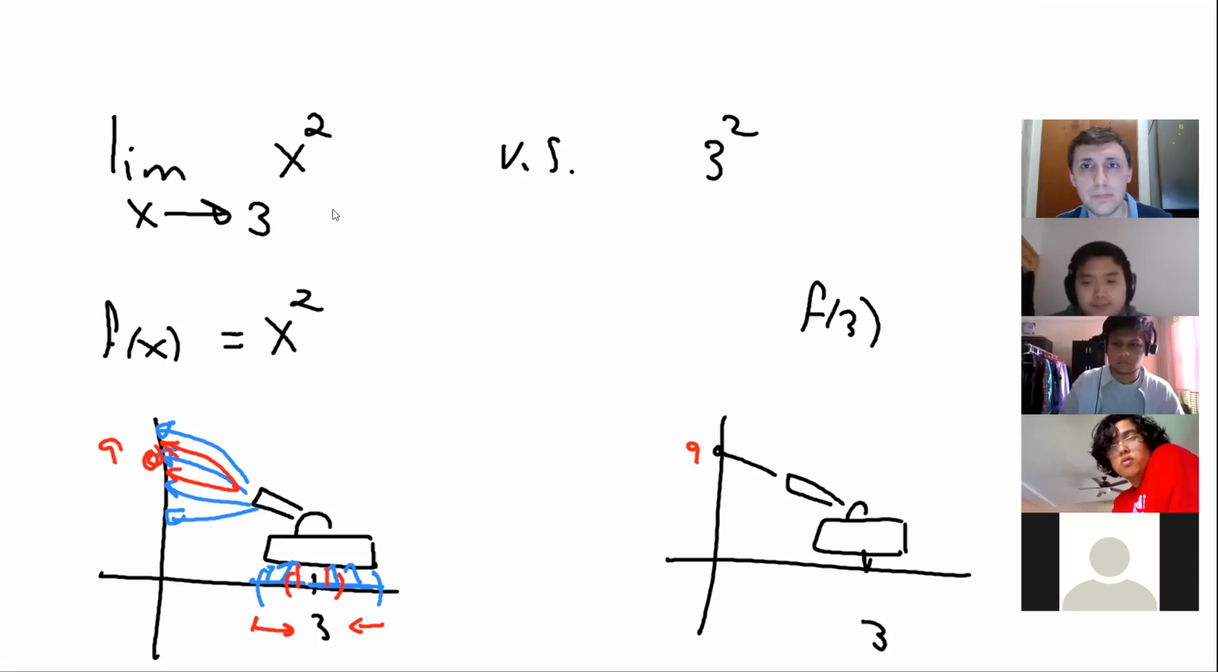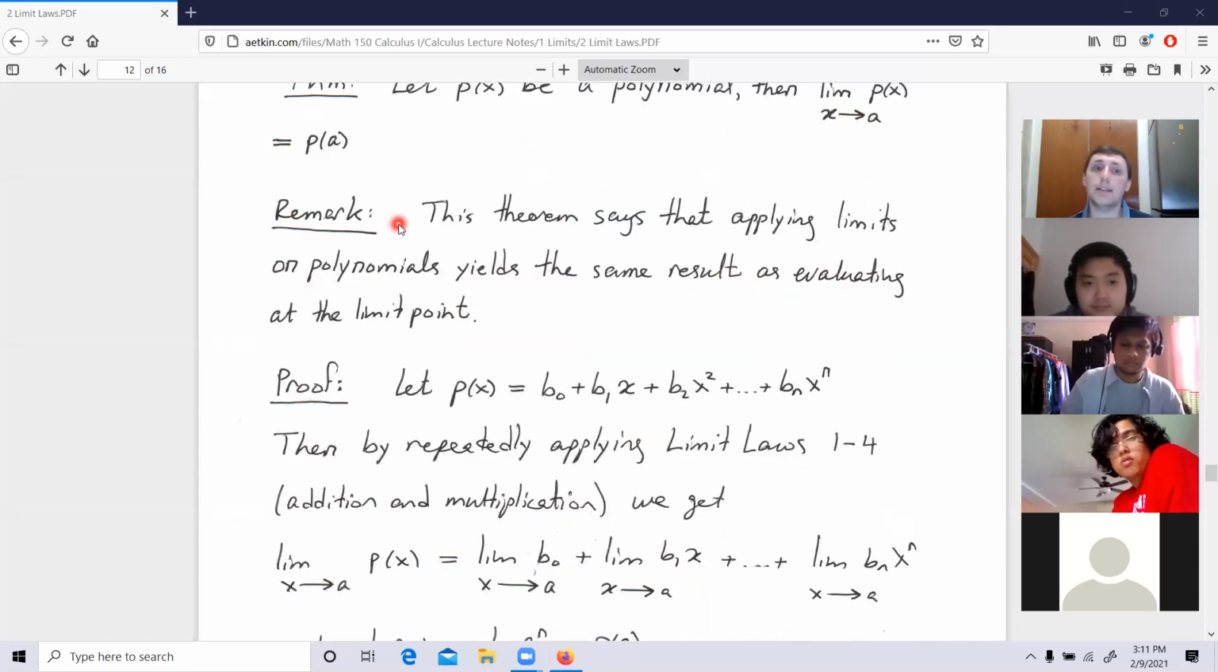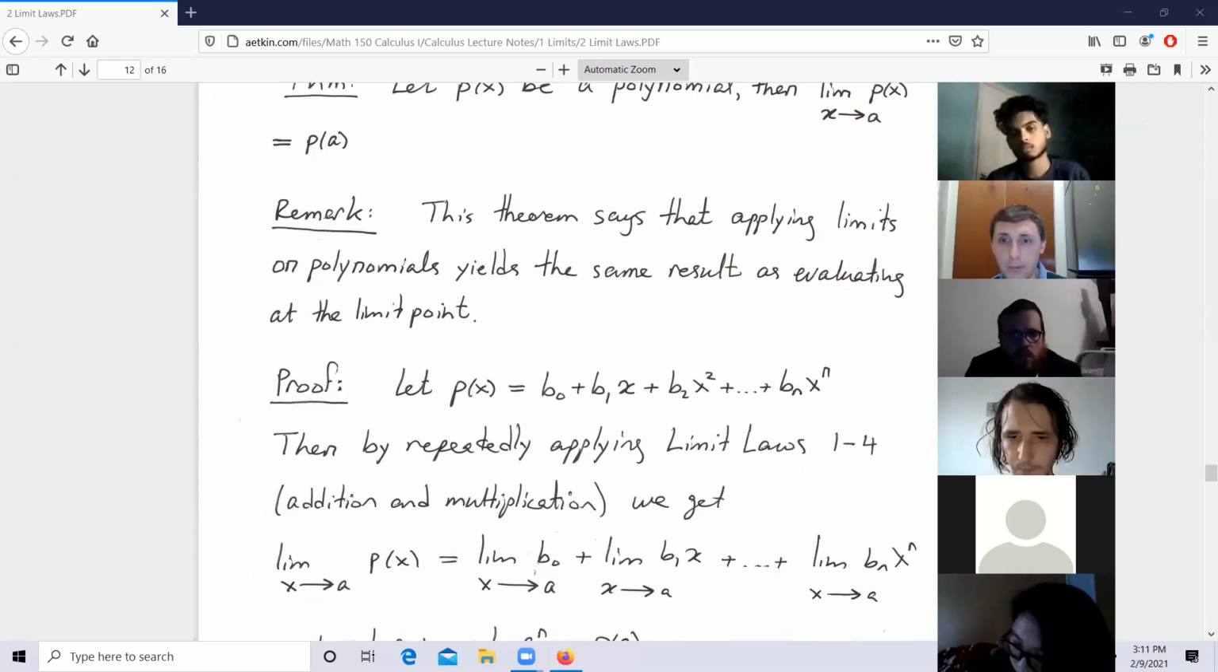Let's try to see that. Okay, so we're given any polynomial. The limit as x goes to a of p of x will be p of a. This says that applying the limit on any polynomial yields the same result as just plugging in the number. Okay, so let's try to understand why that should work by the limit laws.